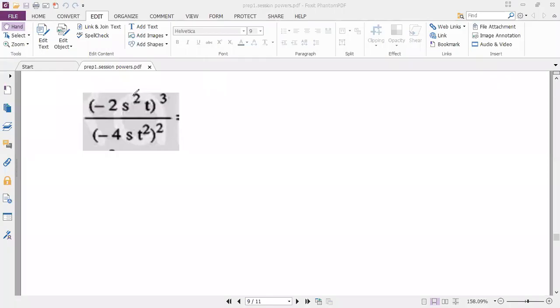I have negative 2s to the power of 2t, all raised to the power of 3. This is the general power on all terms of the expression. So it's negative 2 to the power of 3, and s to the power of 2, all raised to the power of 3. So multiply the two powers here: 2 times 3 equals 6. And t is raised to the power of 1, all raised to the power of 3. So it's t to the power of 3. I distributed the power on them.